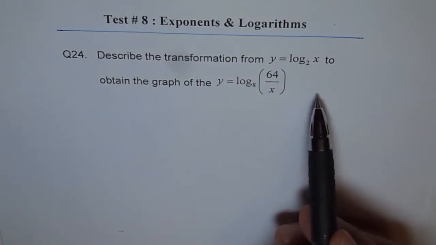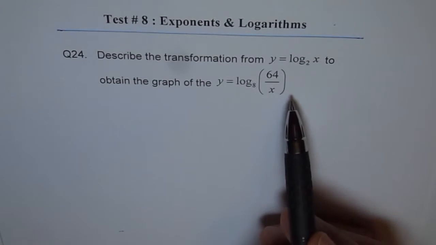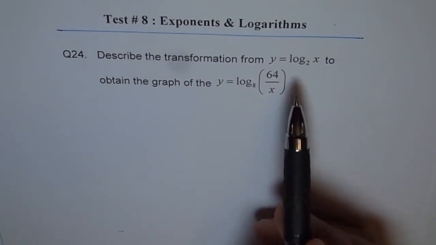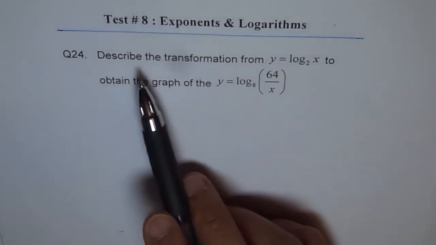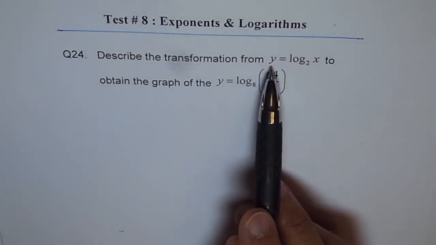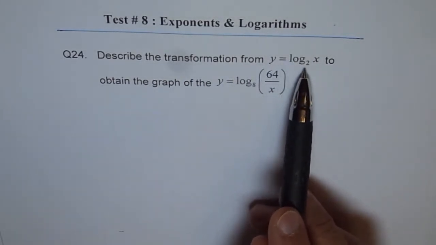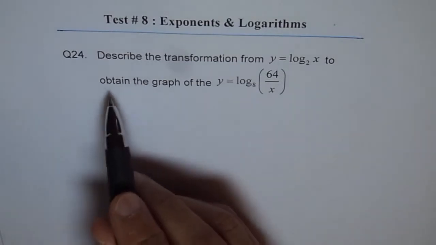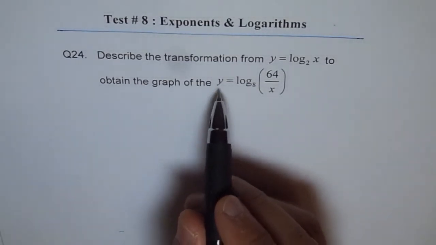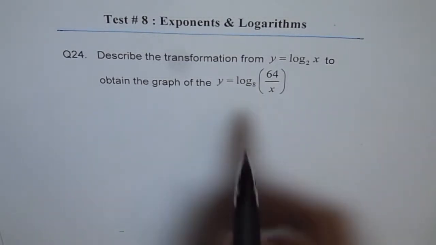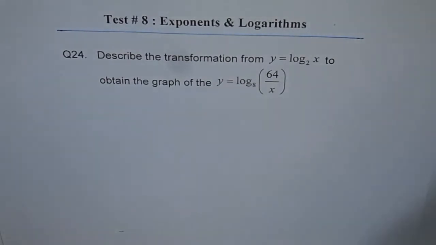This is a thinking and communication problem. It's a tough question, right? Read it once again. Note here that you need to describe the transformation from y equals log base 2 of x to obtain the graph of y equals log base 8 of 64 over x. Do you see that? So the bases are different.